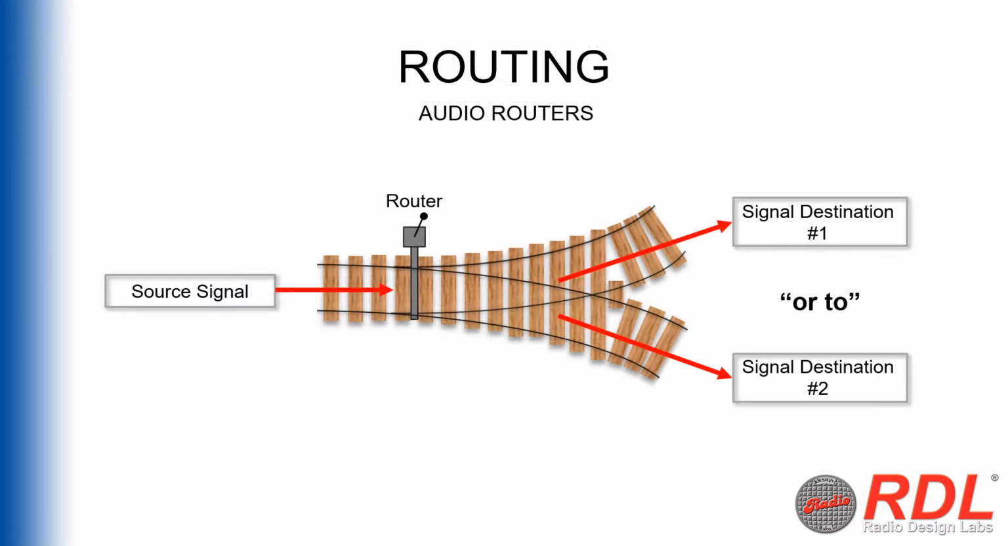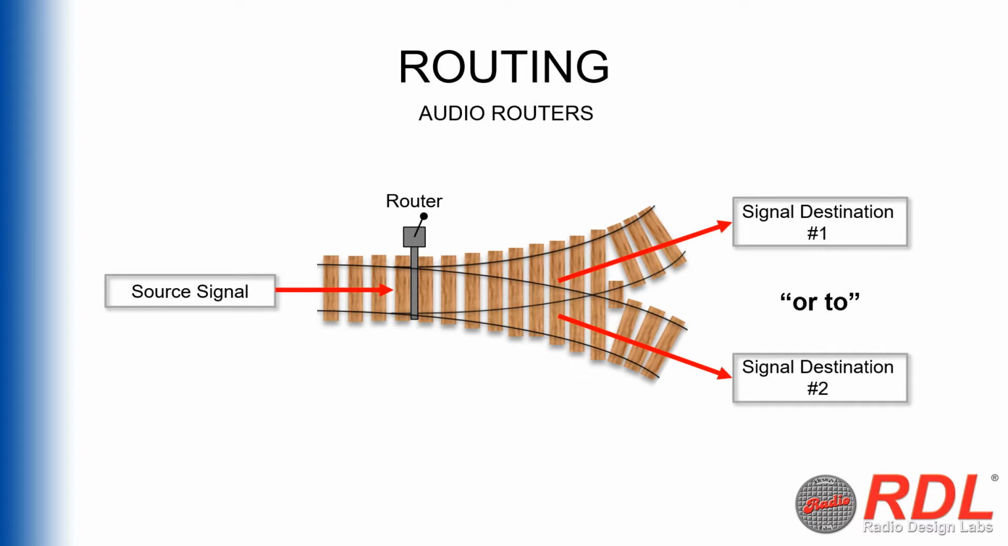Routing is the process of selecting a signal path between one audio source to one of multiple destinations. This is also similar in concept to the railroad switch, but in reverse. Here, one train comes to a junction with 2 tracks leading to different destinations. The railroad switch allows the train to drive onto one selected track.